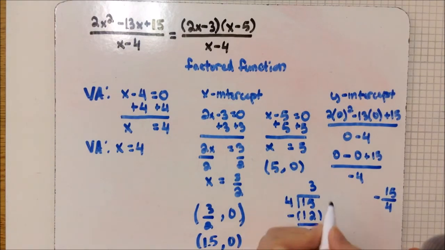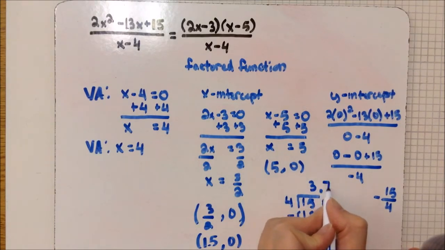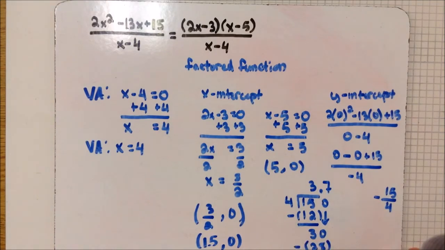So 4 can't go into 3, so what I'm going to do is I'm going to add a decimal, add a 0, bring it down. That's 30. So 4 does go into 30 7 times, so that's 28. So I'm left with 2. And then let's see what's our second decimal place. So I'm adding a 0, bring it down, that's a 20. So 4 does go into 20 5 times. And if I subtract by 20, the remainder is 0. So negative 15 over 4 will be negative 3.75.